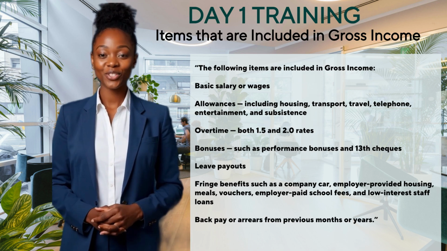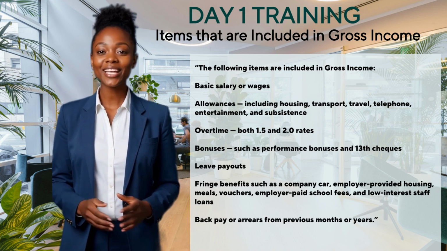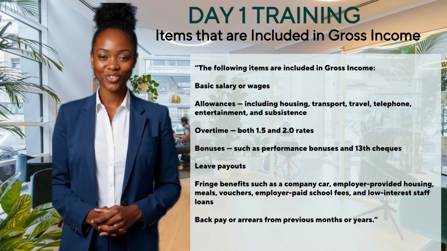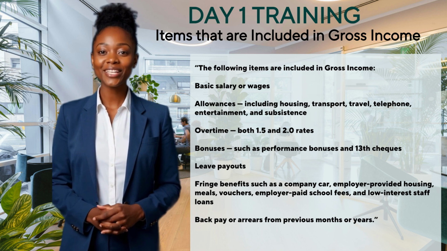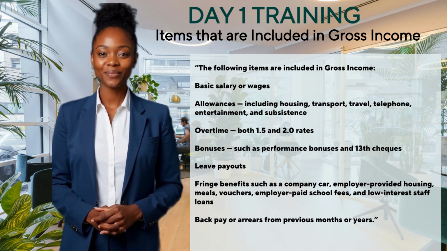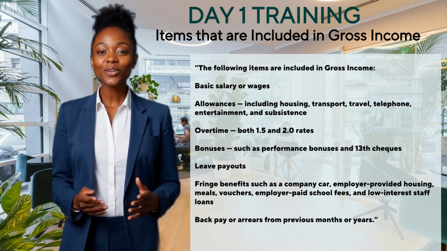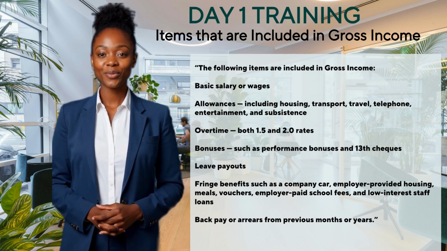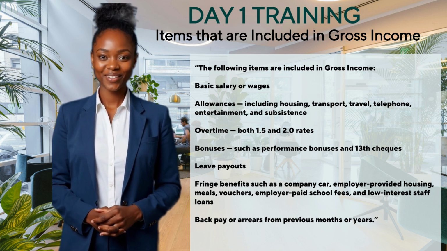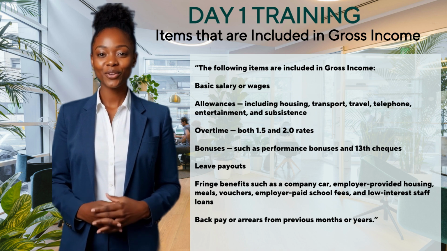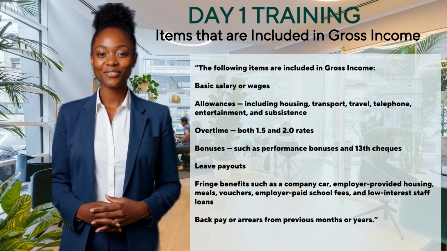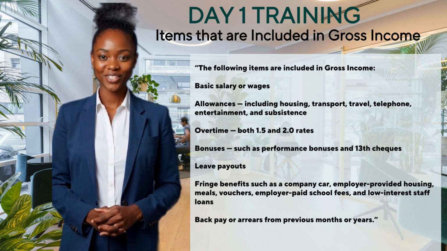The following items are included in gross income: basic salary or wages; allowances, including housing, transport, travel, telephone, entertainment, and subsistence; overtime, both 1.5 and 2.0 rates; bonuses, such as performance bonuses and 13th cheques; leave payouts; fringe benefits, such as a company car, employer-provided housing, meals, vouchers, employer-paid school fees, and low-interest staff loans; back pay or arrears from previous months or years.